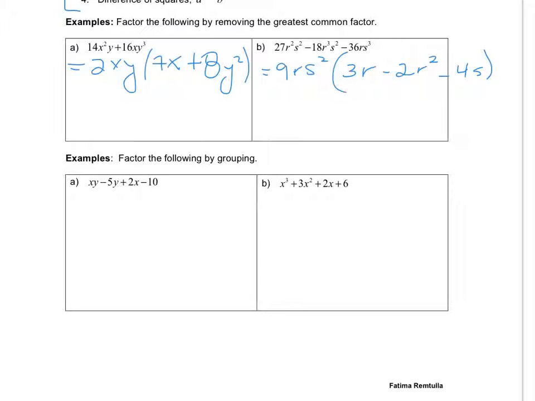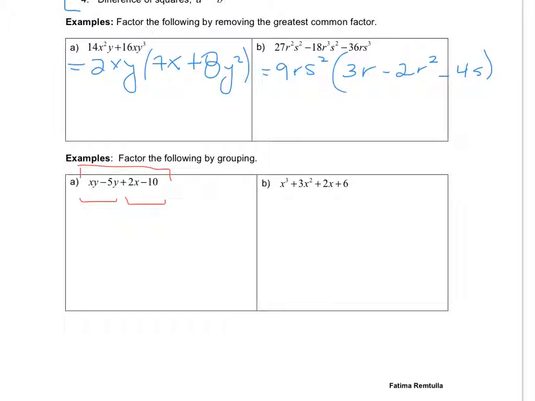So look at the question. Notice very clearly here that there are 4 terms. So when I'm looking at something like this, with my 4 terms, I want to look at grouping. So what I'm going to do is group the first 2 terms, and then group the second 2 terms. When I group the first 2 terms, the question you want to ask yourself is, what is common? So what's common here is y.